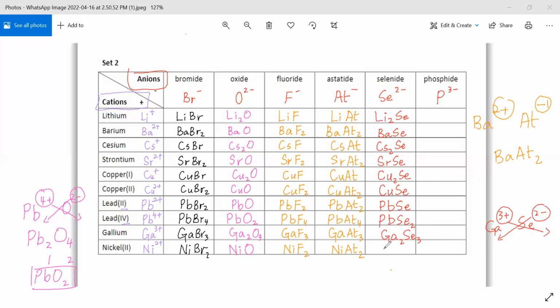And NiSe next, both are 2. Yes, last column. Okay, great. So what do we have? Yes, Ishan. Lithium phosphide, Li3P. Perfect. Ozan? Ba3P2. Okay. Next. Cs3P. Cs3P.